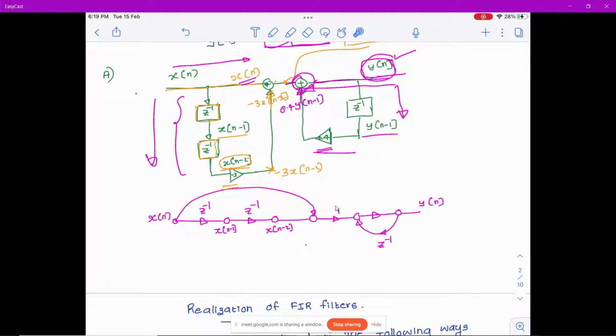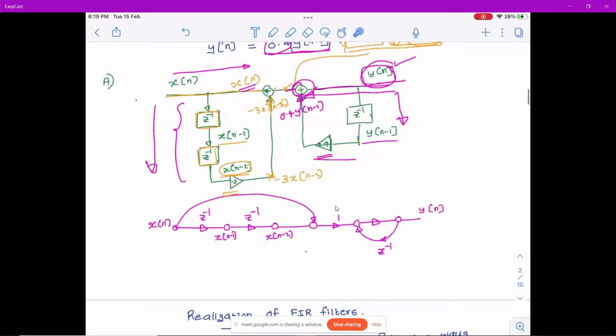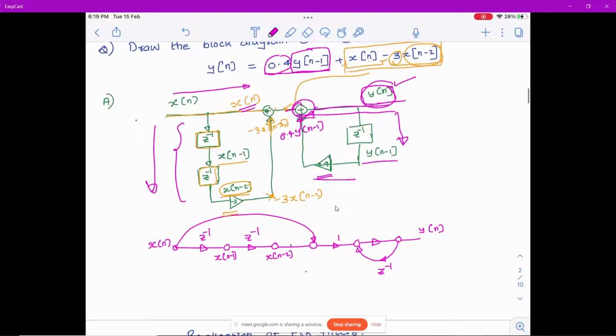So first we are going to look at, okay, let me just correct this mistake here. So this is x of n minus 1, x of n minus 2. So let me just put as minus 3. So that is correct. Fine.